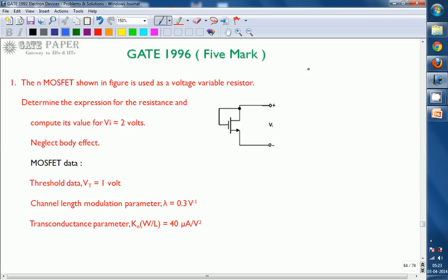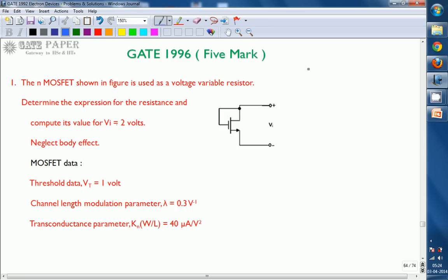Discussing the GATE 1996 ECE paper, and this is a question related to electronics. Look at the diagram. The given diagram is an N-channel MOSFET, where it is used as a voltage variable resistor. Determine the expression for the resistance and compute its value when VI is equal to 2 volts.